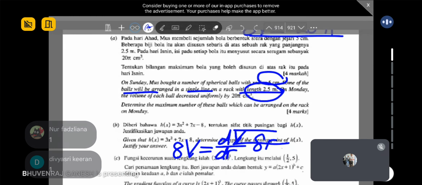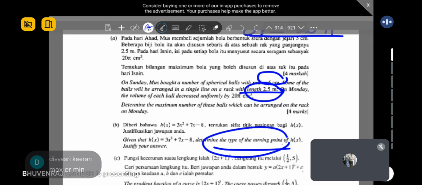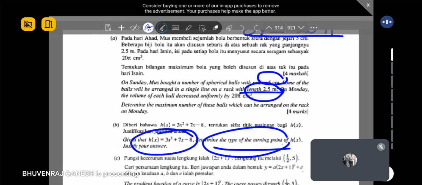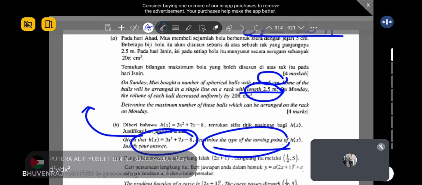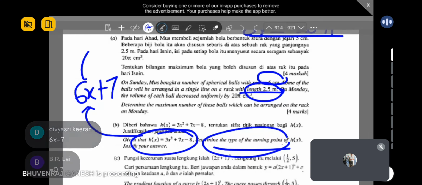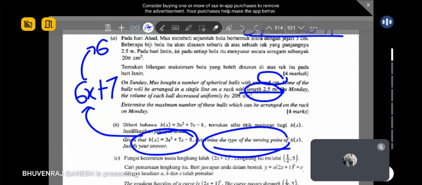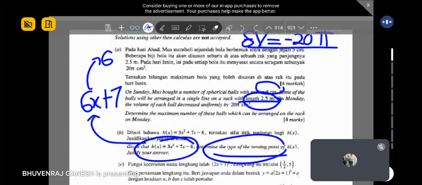Question B. For question B, they say determine the type of turning point. So what do they mean, guys? Apa maksud? Jenis titik pusingan. Yes, maximum or minimum. So how? You just do differentiation. Buat pembezaan saja bagi persamaan ni. So guys, what do you get after differentiate? Selepas pembezaan. Yes, you can use d2y over dx2. Very good. When you differentiate once, you get 6x plus 7. Bezakan sekali lagi, you get 6. So guys, 6. Kalau dapat nilai 6, maximum or minimum? May I know if your answer is 6?